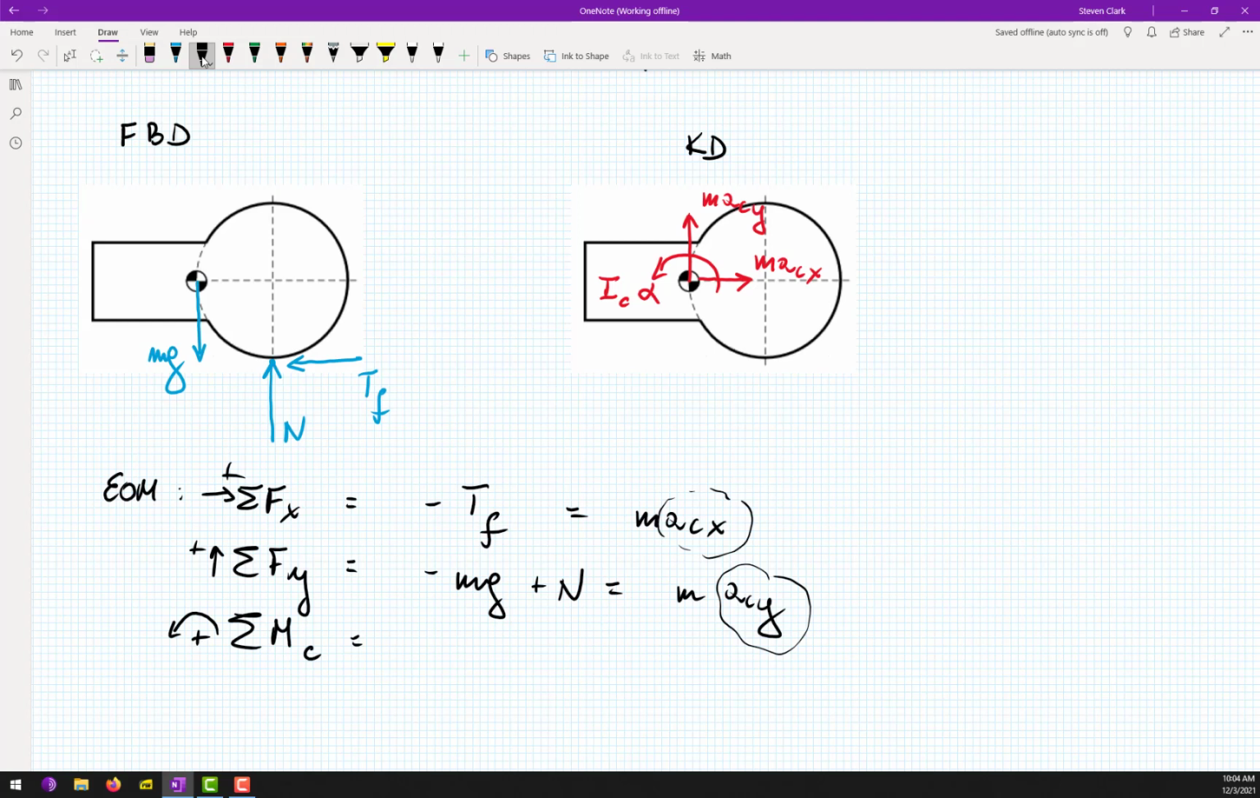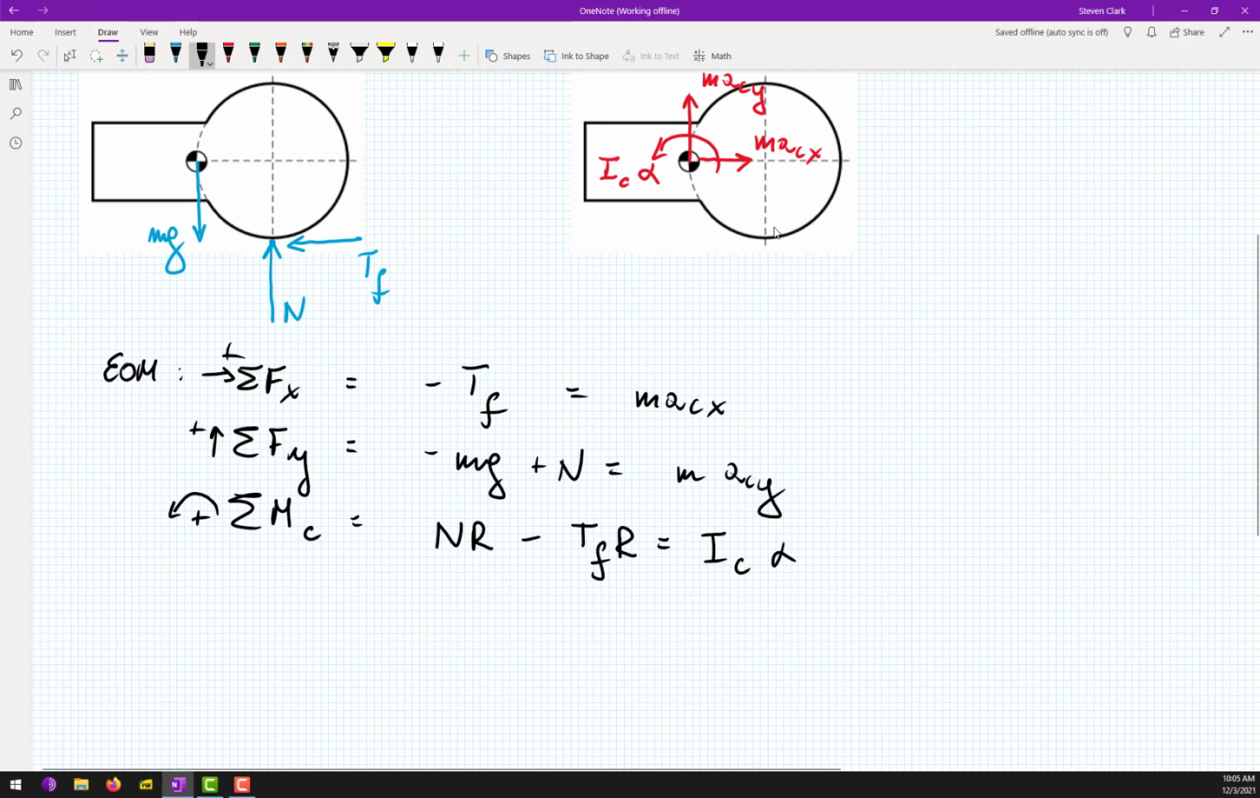Not really, yeah? Because C is not located here. It is located here. These guys will not be 0. ACX and ACY will not be 0. Great, okay. And how about sum of moments about C? We have two forces rotating about C. So we have N rotating in a positive way, so NR, and TF rotating in a negative way, TFR. And this is equal to IC alpha.